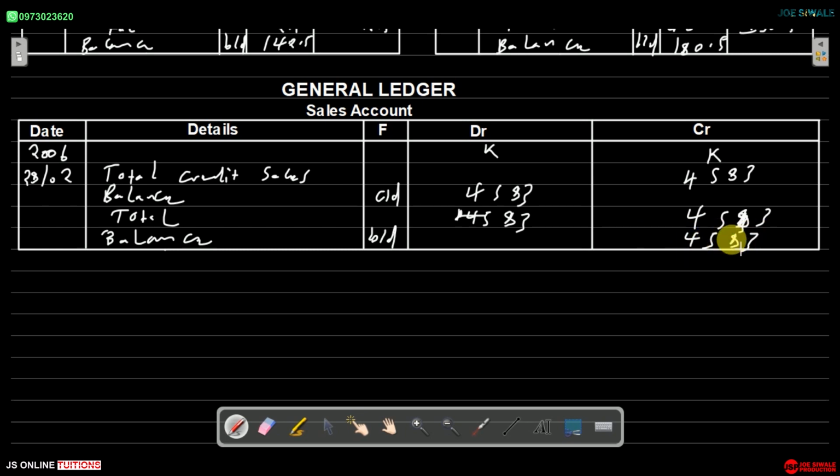So that's how you can write down the sales account in the general ledger, and that's how you can write down the sales daybook, and that's how you can actually post the personal accounts in the sales ledger.